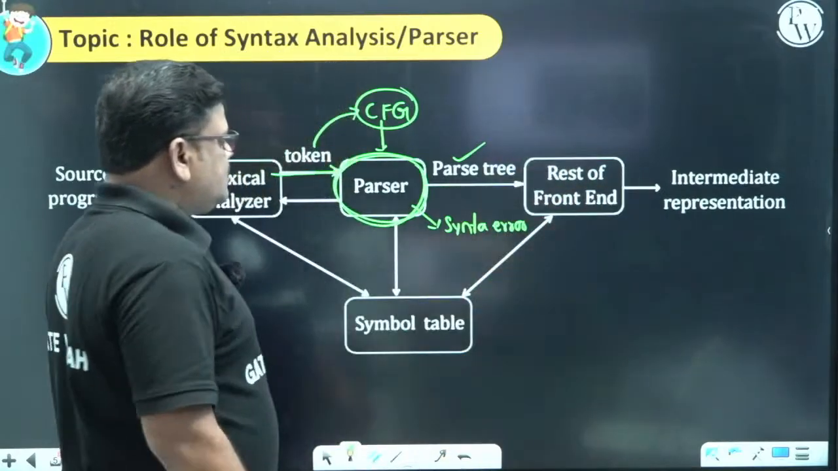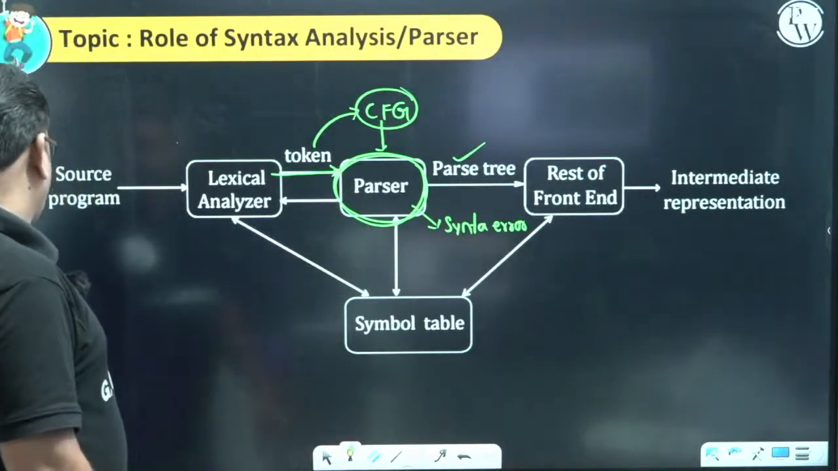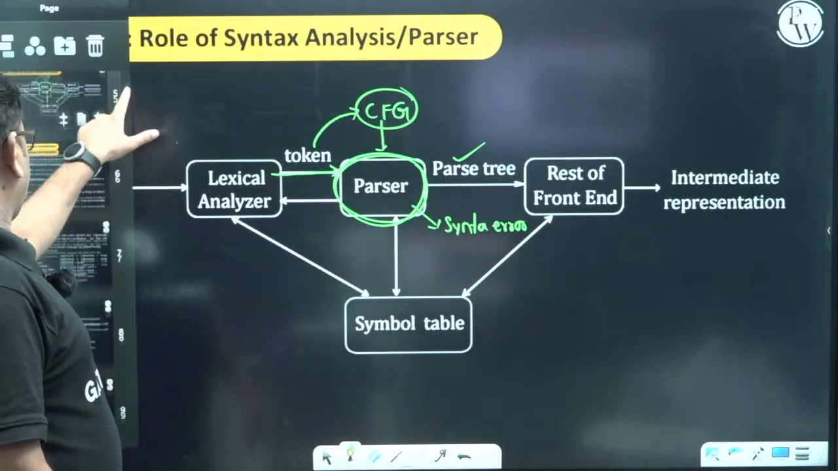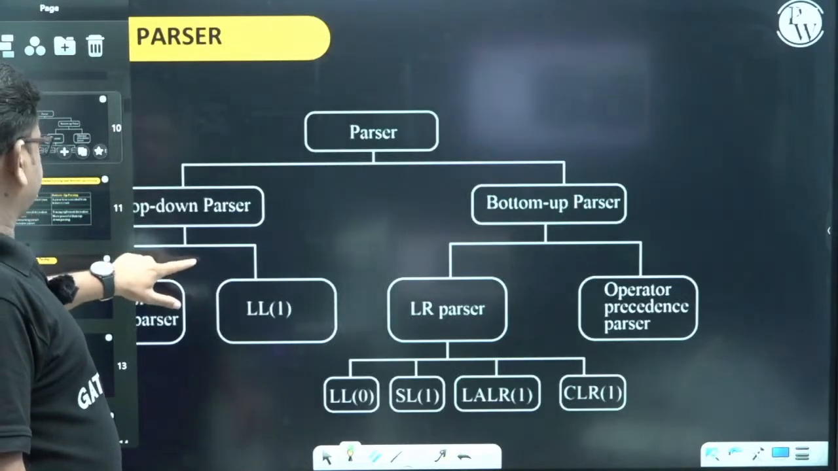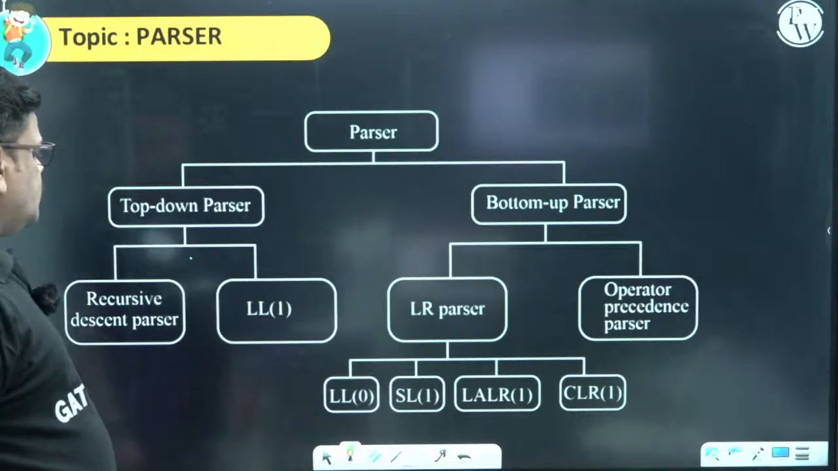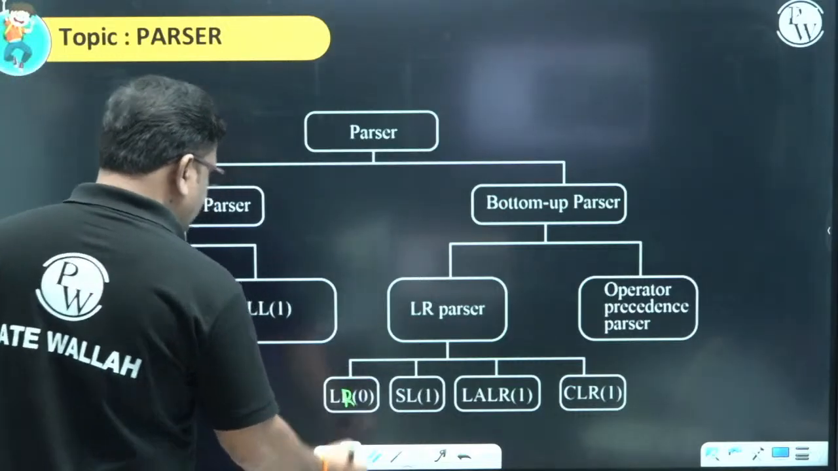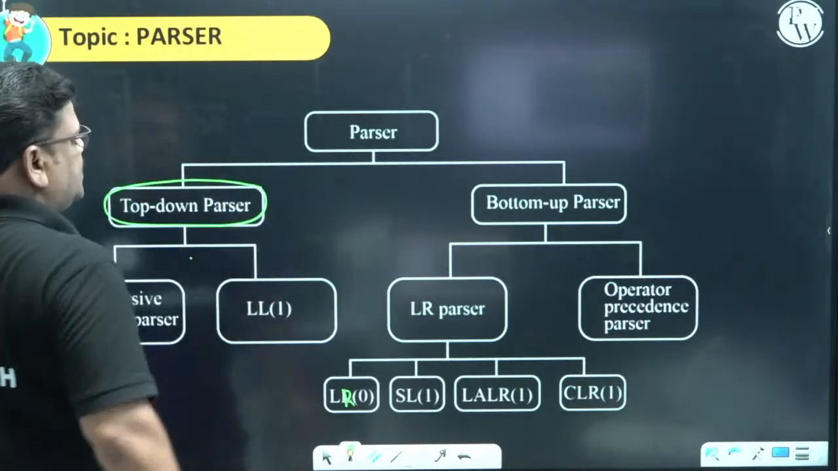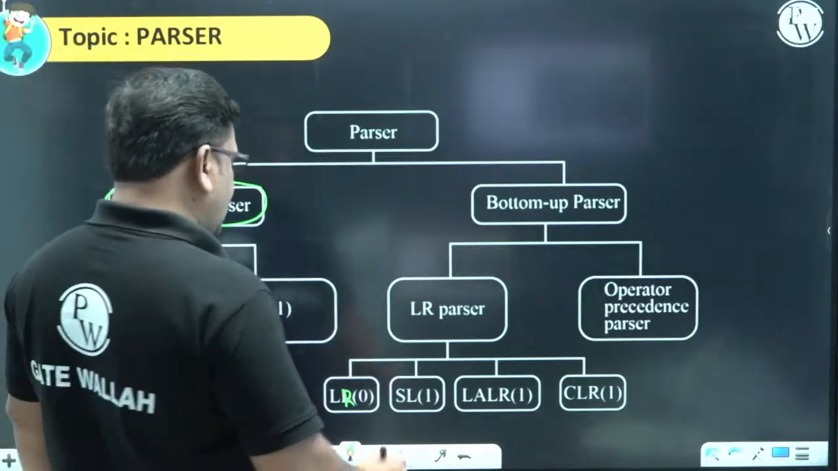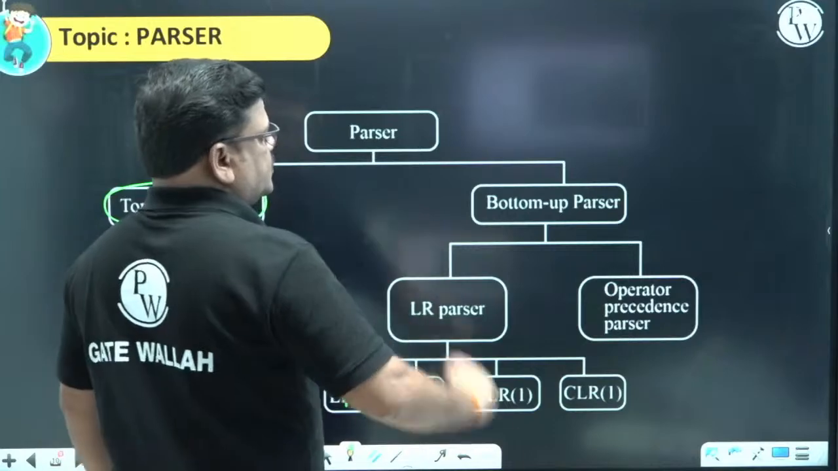So in today's class, we have two algorithms here to design this parser. Let us see what algorithms are available. In today's class, we are going to discuss one of those algorithms. We have two types of algorithms: top-down parsing algorithms, whose parser is called a top-down parser, and bottom-up parsing algorithms, whose parser is called a bottom-up parser.